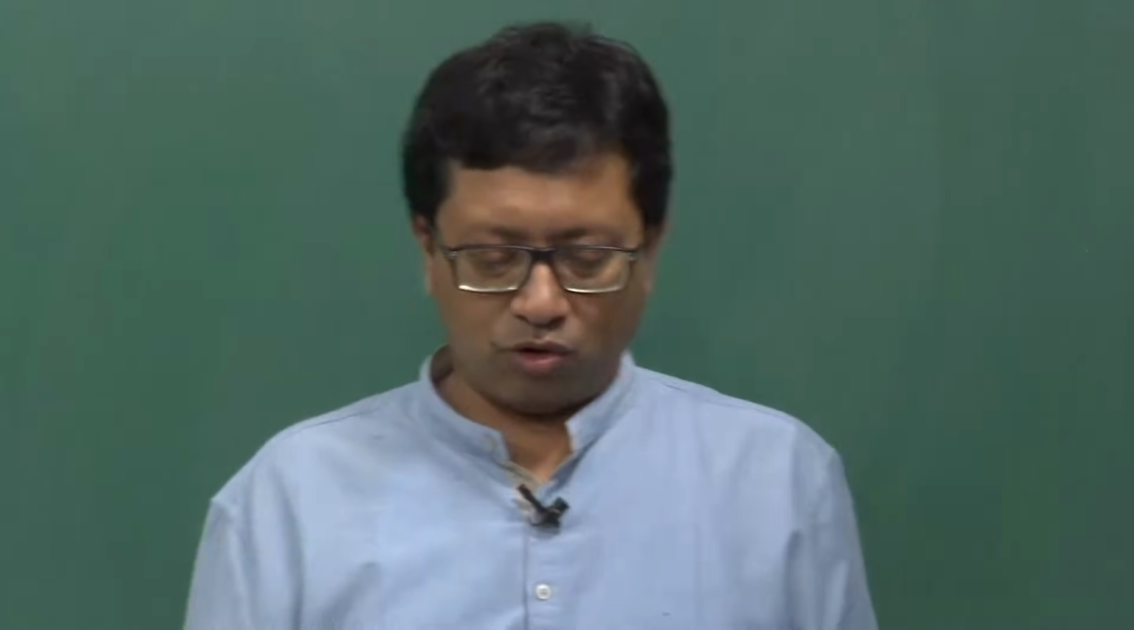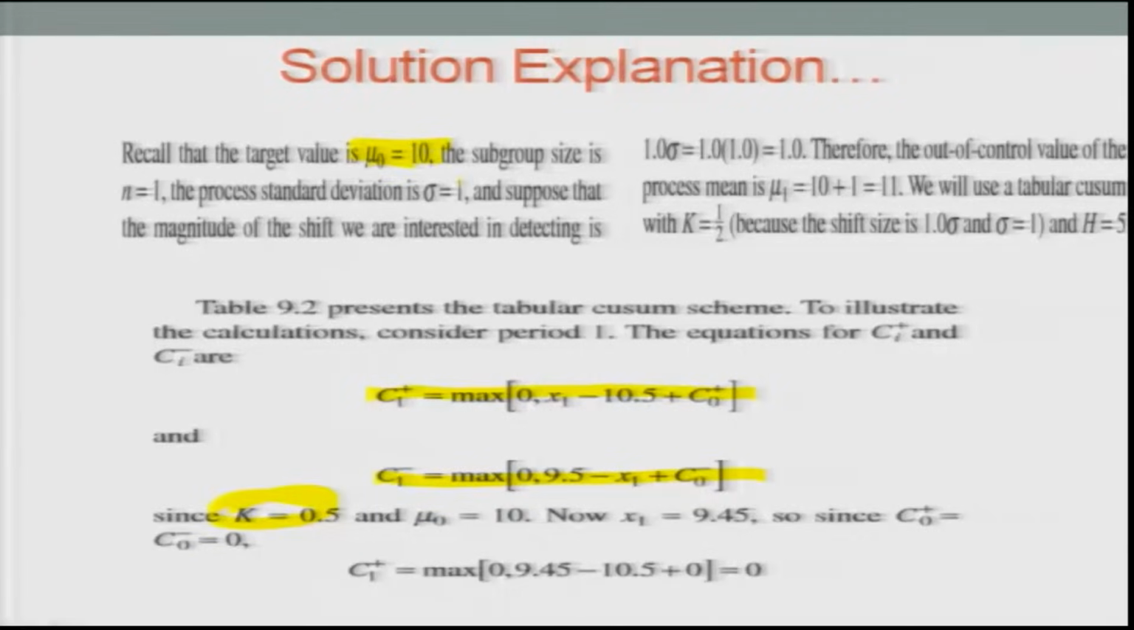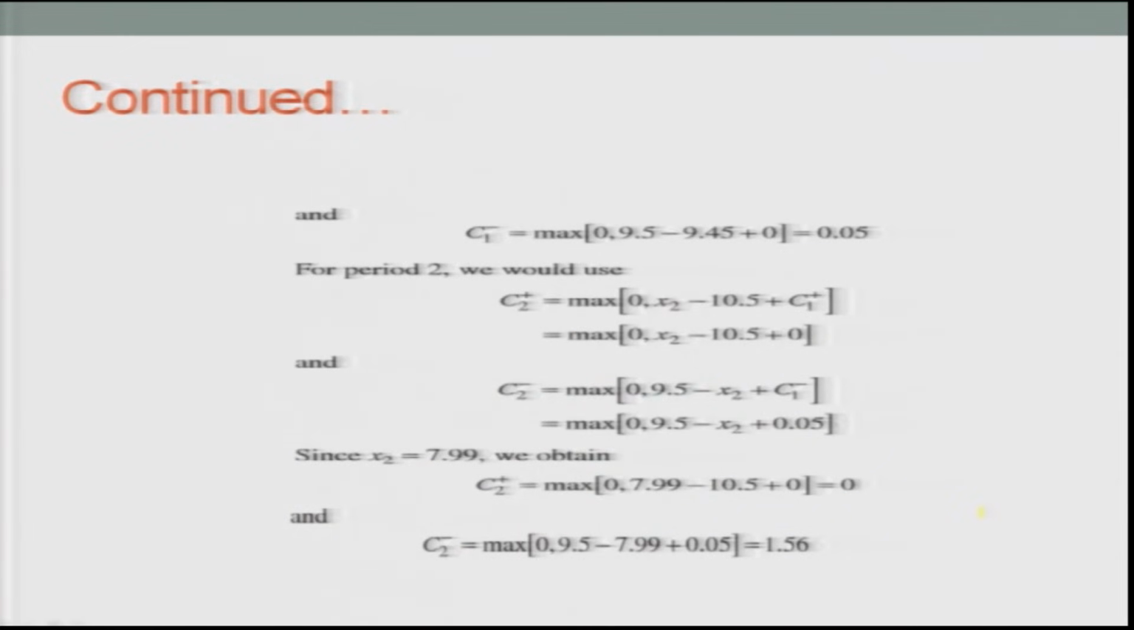Based on that, mu naught, which you already knew is 10, and given that x1 is 9.45, we do the calculations and find out the C plus and C minus values and continue doing the calculations accordingly. So, the C1 minus value would be calculated as 0.05. For period 2, x2 has changed, which is 7.99. Then the C2 plus value would be 0, the C2 minus value comes out to be 1.56, and we will continue doing the calculations accordingly.